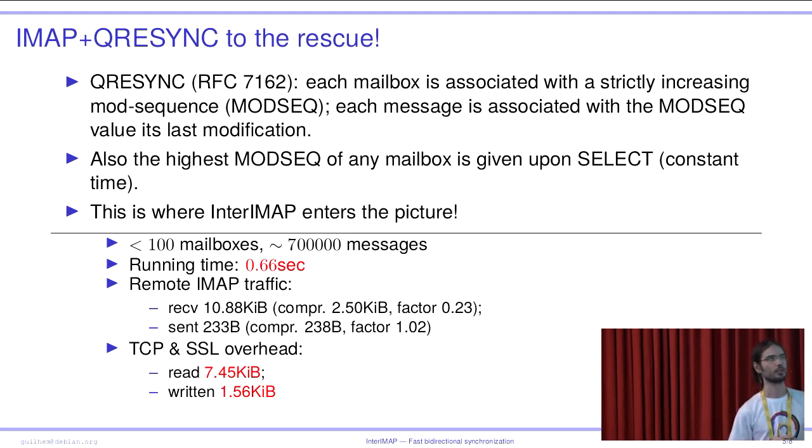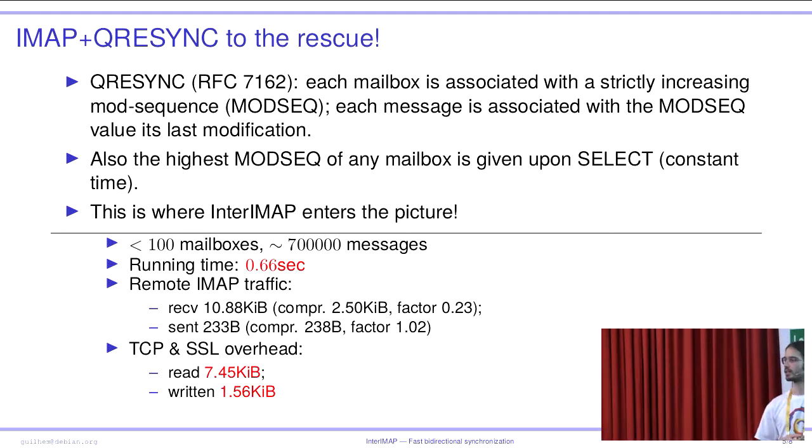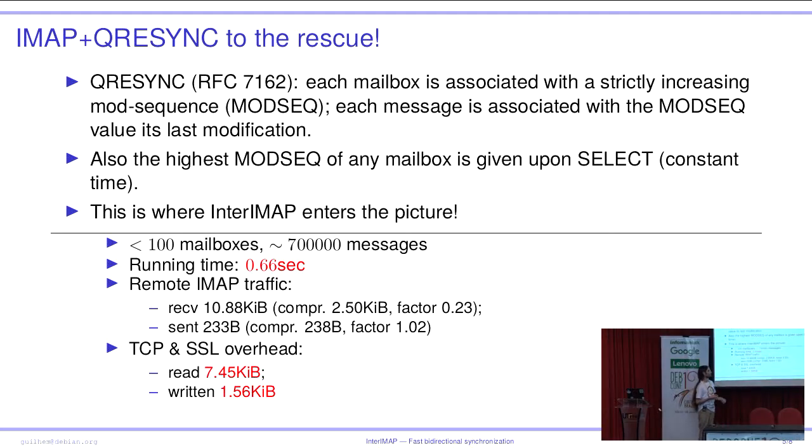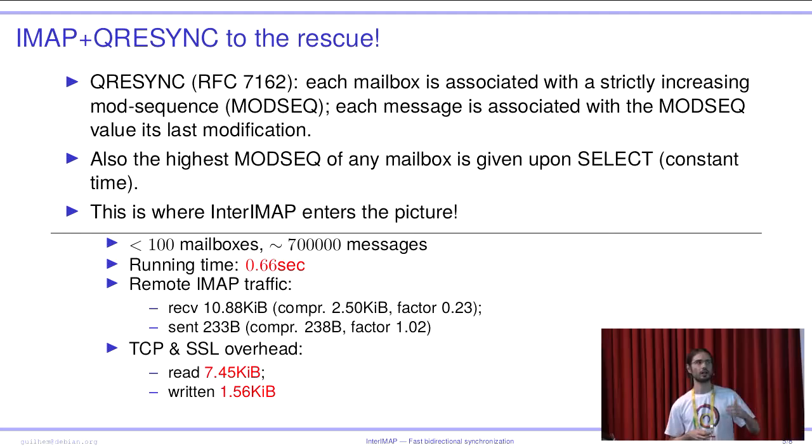And remember, the remote IMAP traffic received there was 35 megs. Now it's brought to about 10K. And if you compress that, you can divide that by 4 again. And in fact, it's so fast that, now, unlike the previous metrics, the TCP and SSL overhead, as well as the authentication, becomes quite significant.